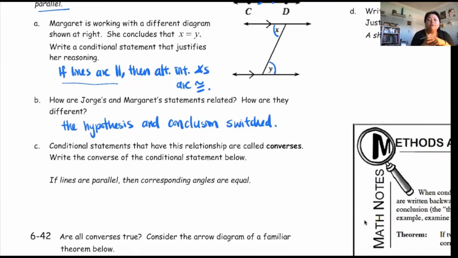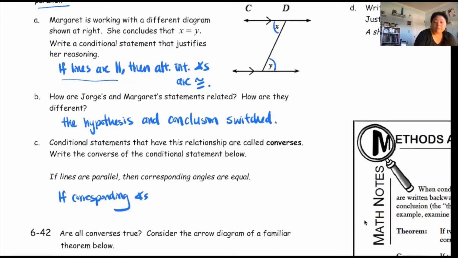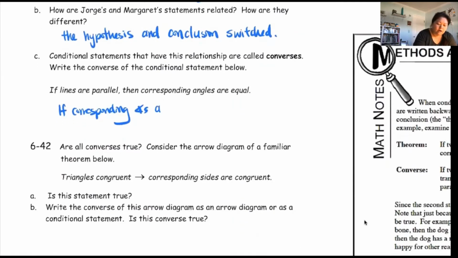So let's write the converse of the conditional statement below. If the lines are parallel, then the corresponding angles are equal. They're congruent. We talked about this, right? We know that we have parallel lines, the corresponding angles are equal. So let's write the converse. So we're going to start with the back. We're going to say if corresponding angles, remember you can use shorthands if you want, are equal, then the lines are parallel, right? So this is the converse.